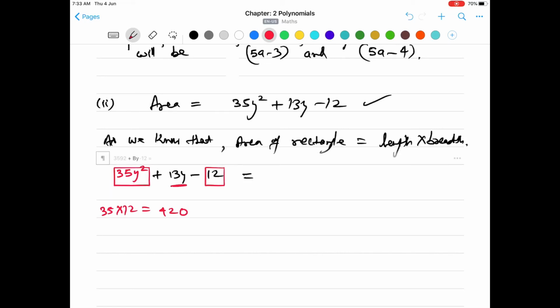Now we have to break this in such a way that the product of the numbers would be again 420 and the difference will be 13. Those numbers are 28 and 15. 28 minus 15 is again 13, and 28 into 15 is 420.